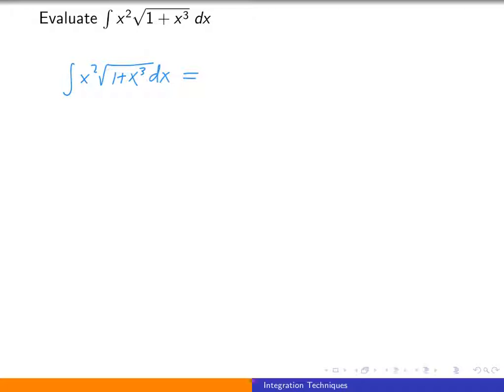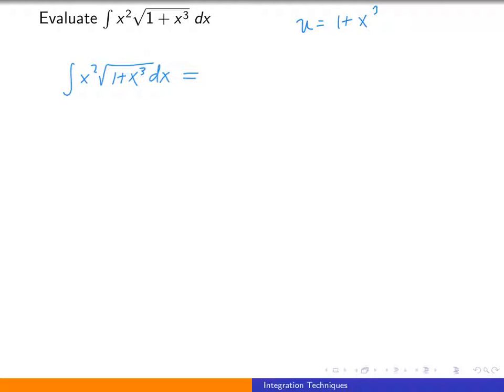It's inside the square root function. And its derivative up to a constant, that x squared, appears outside of the function. So the indicator here is we see the function derivative pair we're looking for. So a good u substitution to try would be to let u be equal to 1 plus x cubed.